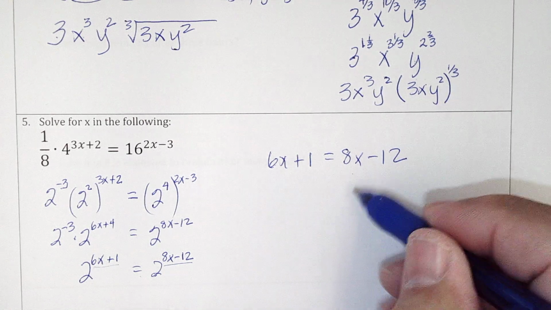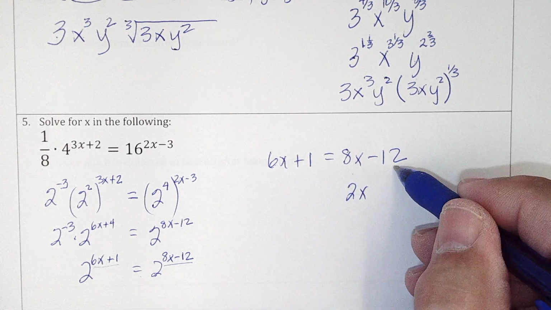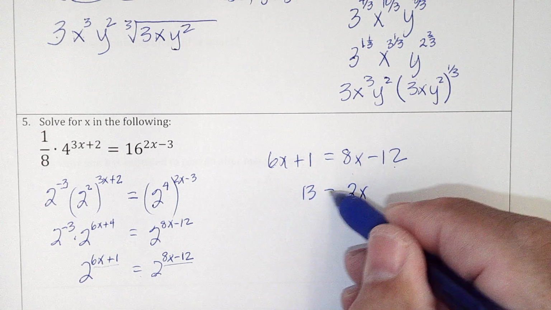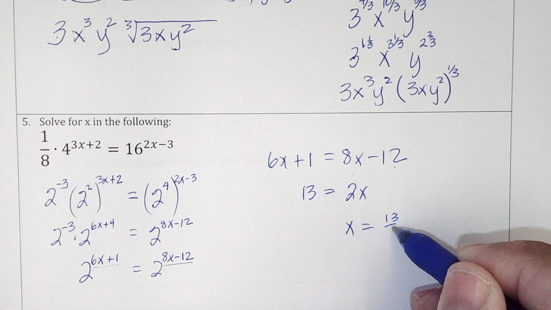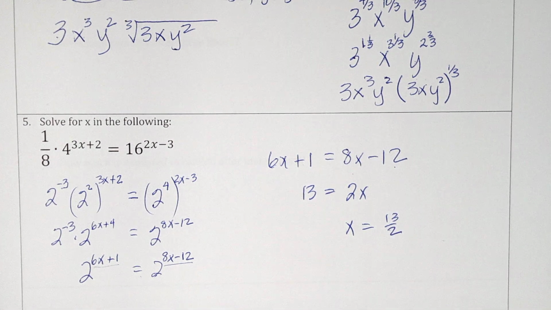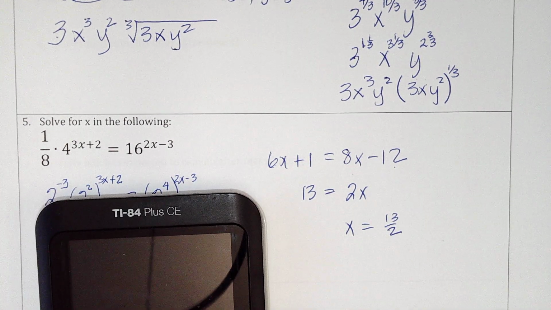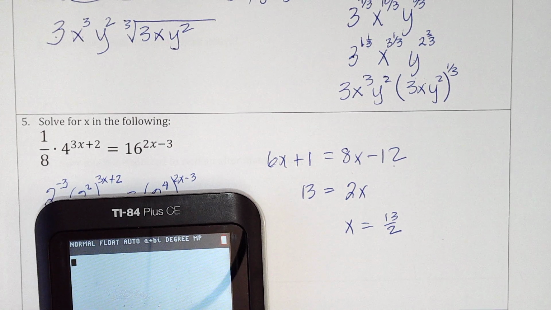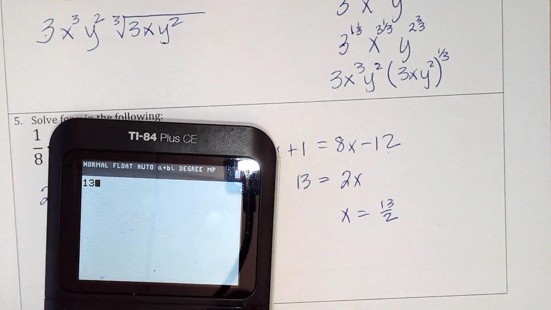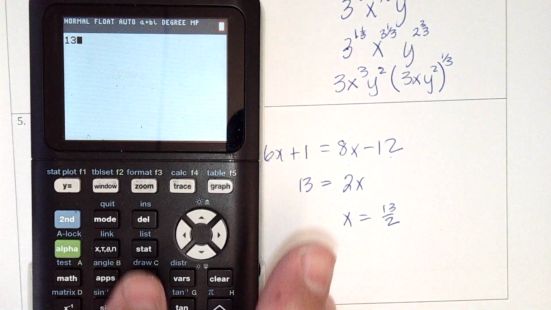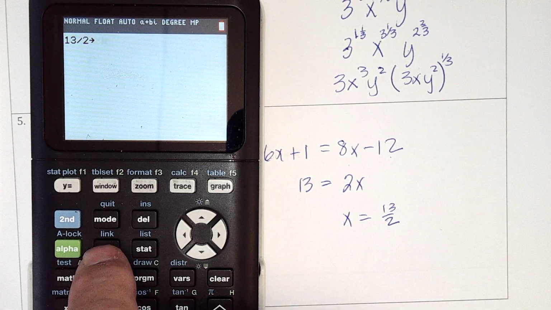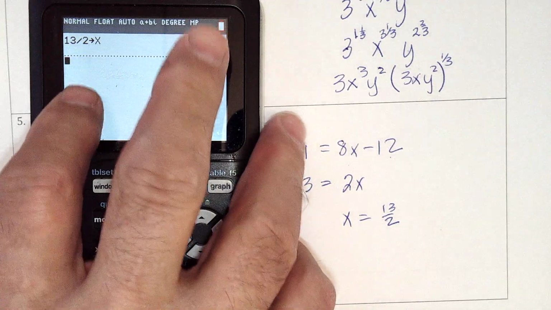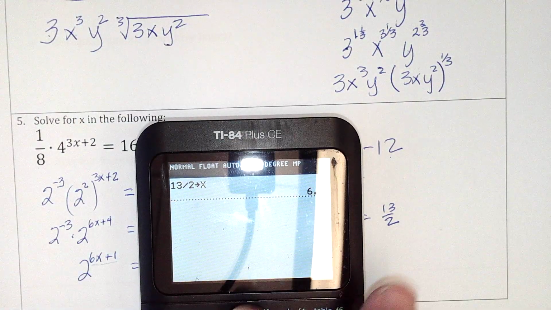I'll subtract 6x, add 12 to both sides, divide by 2, and I'll check my answer. So I'm going to go 13 divided by 2, store in x. So it now thinks x is 6.5.